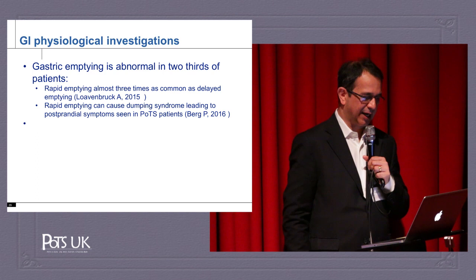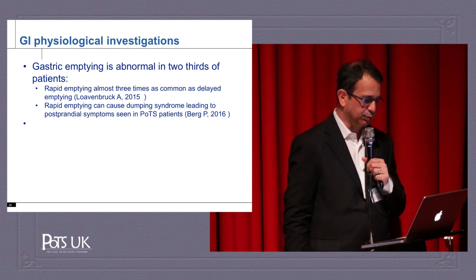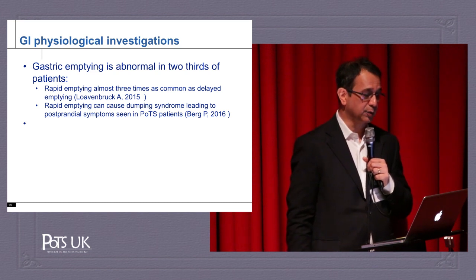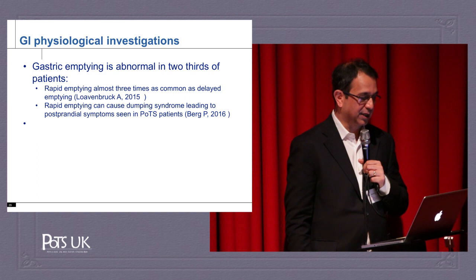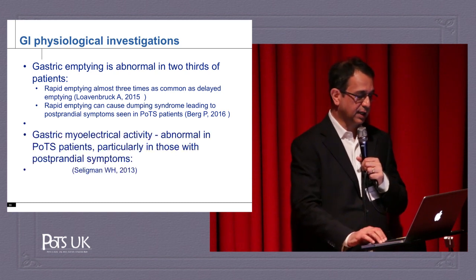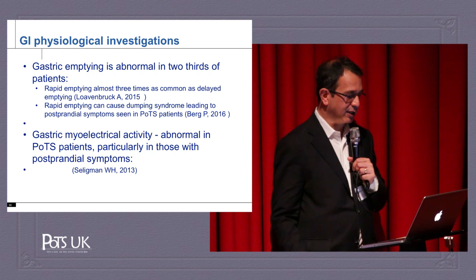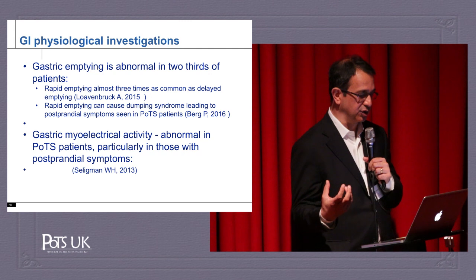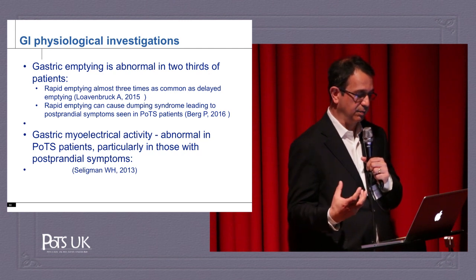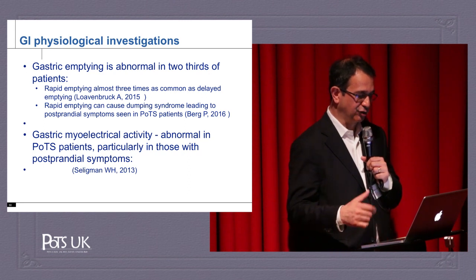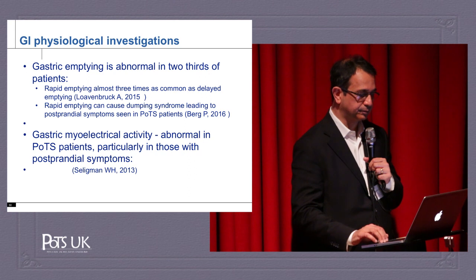So in terms of investigating this, I think a gastric emptying study is important in these patients, and studies have demonstrated rapid gastric emptying almost 3 times as commonly in POTS patients as delayed gastric emptying, and it can be a cause of dumping syndrome leading to postprandial symptoms in POTS. A few studies have also shown differences in gastric myoelectrical activity in POTS patients, particularly those with postprandial symptoms, that their electrical rhythm in the stomach is actually not normal.